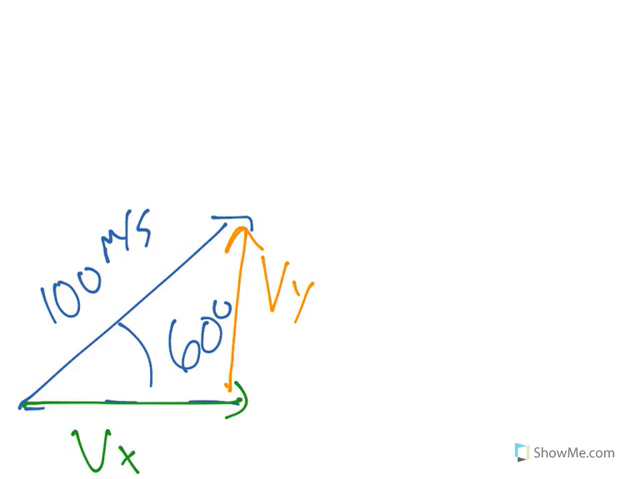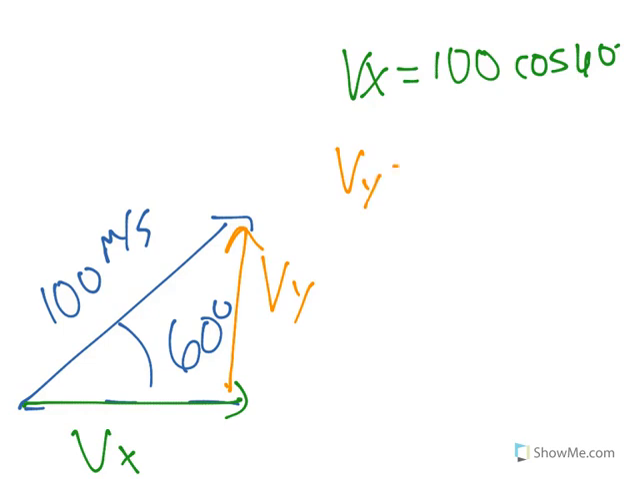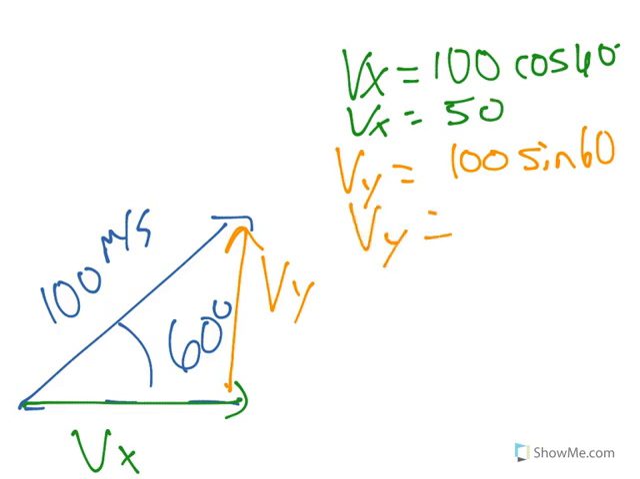So we need to do Vx equals 100 cosine 60 and Vy equals 100 sine 60. If we plug these in, we should get Vx equals 50 and Vy equals 86.6. Now it's critical that we break these up first. We can't do anything until we break it up.